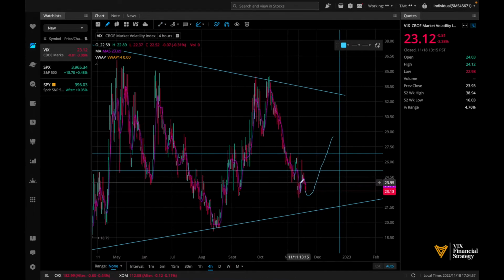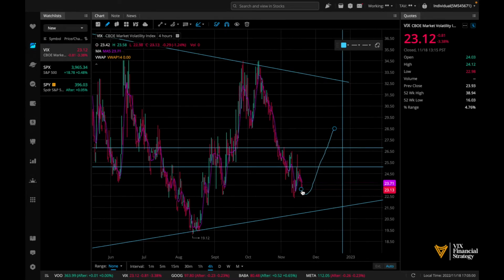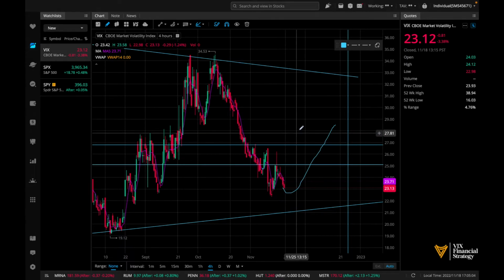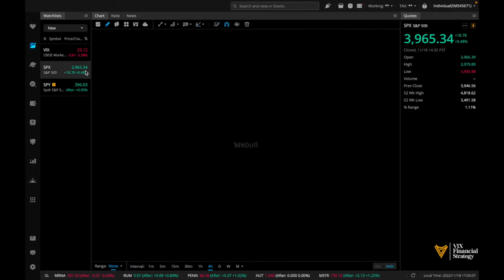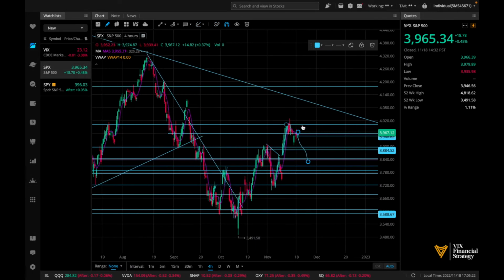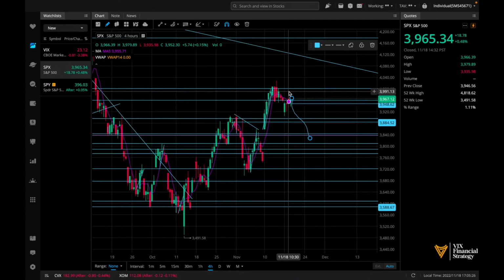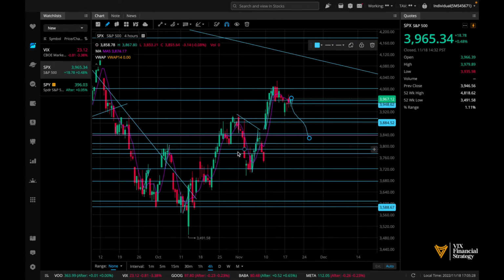Now let's say we were correct about the move, and the move looked something like this. We shot past our strike price, we shot past our break-even, and we sold for a profit. Now what does that mean? That means the S&P 500 is selling off. What we did was place a hedge for downside while still keeping our shares for the upside.